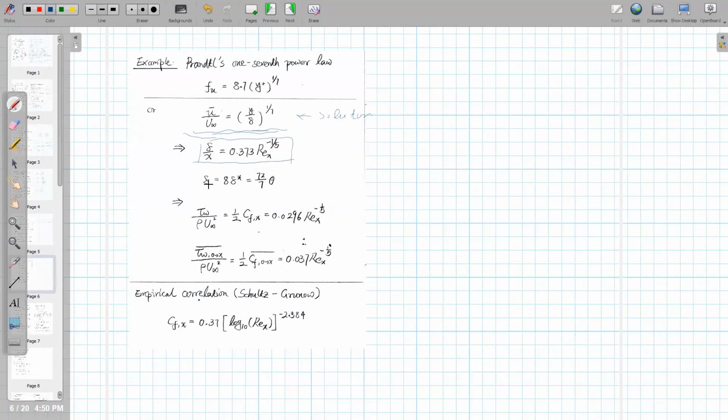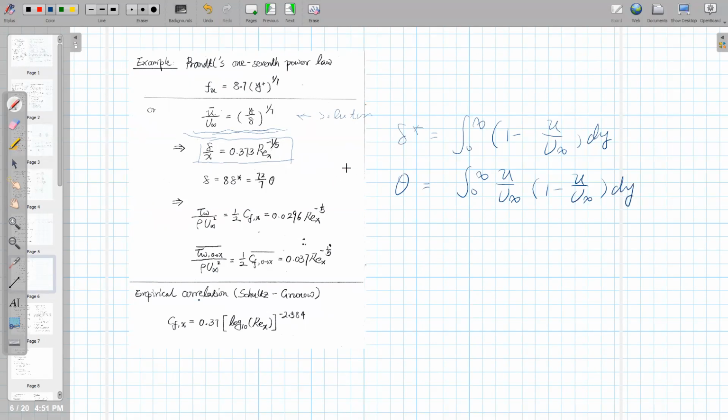You can also calculate both delta star and theta. Delta star is the displacement thickness, if you remember, the integral of 1 minus u over u infinity, dy. This is the displacement thickness, and theta is the momentum thickness. Theta is the integral from 0 to infinity of u over u infinity times 1 minus u over u infinity, dy.